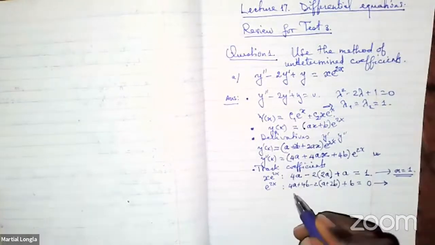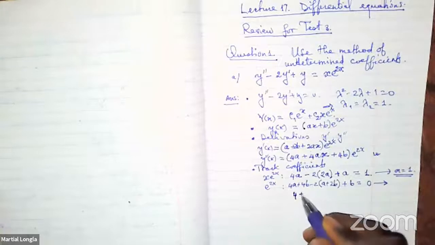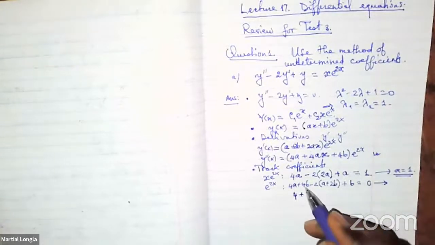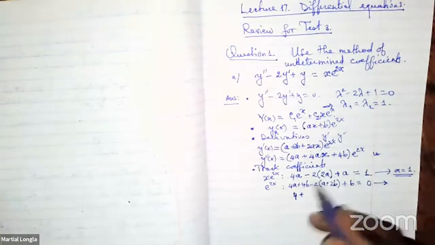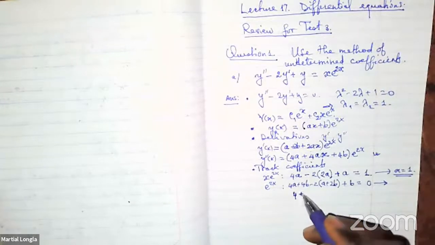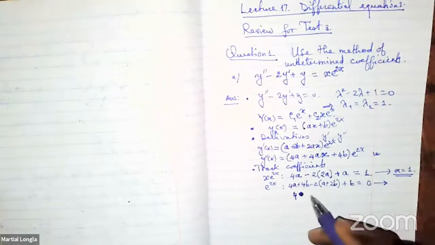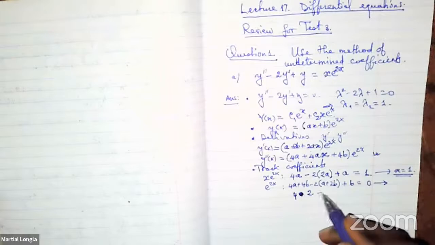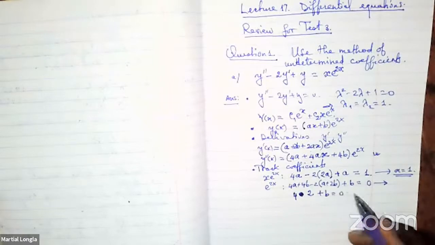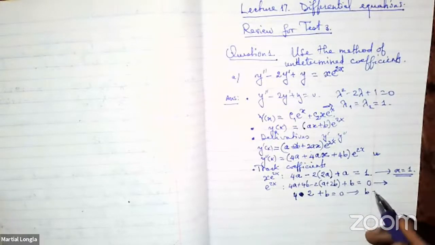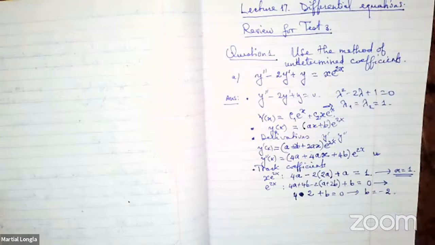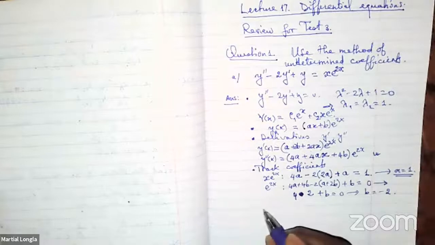So a is 1, that's going to be 4 plus 4b minus 4b, they cancel. And so then you get minus 2a, so that's minus 2, plus b equals 0. So you got b equals negative 2, right? Everybody agrees with that? Yes. That's it. That's not as late as 10 minutes.